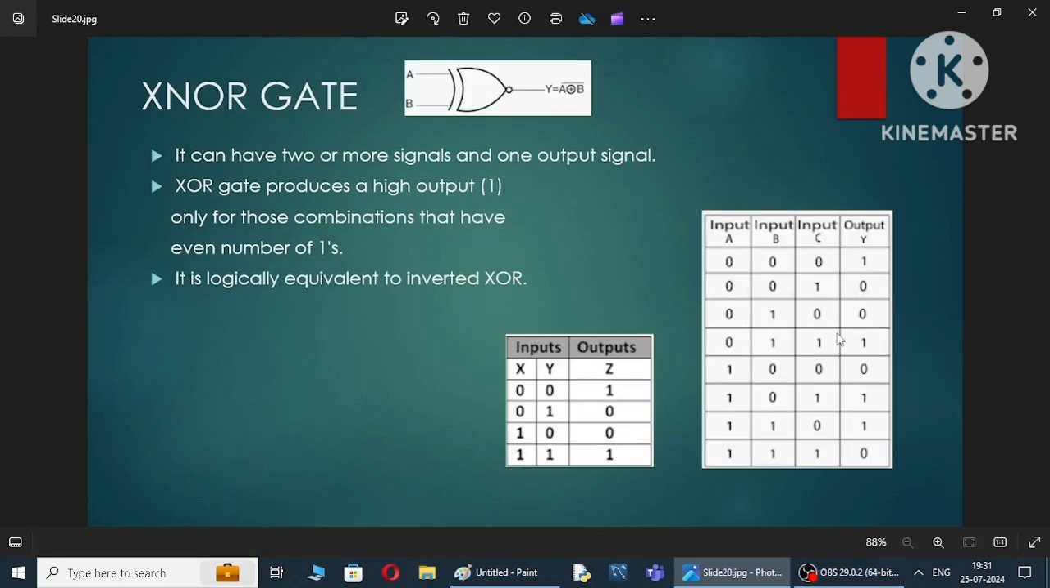XNOR is exactly the opposite of XOR, right? A plus with a circle indicates XOR. You complement that, it becomes XNOR. Okay, so this is how it works. Next, let us learn how to draw a logic circuit for a given expression.